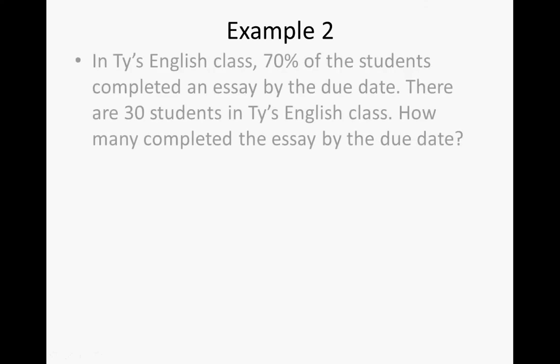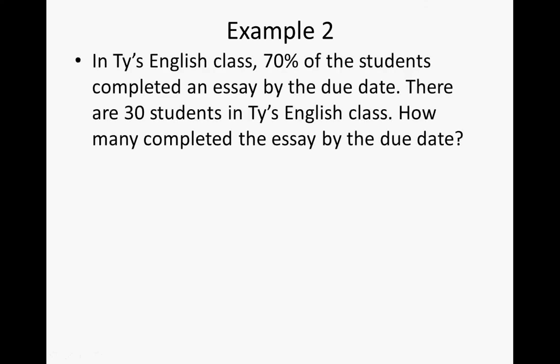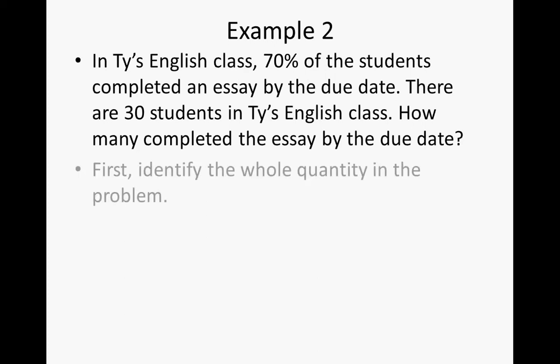Alright, let's take a look at example 2. So in Ty's English class, 70% of the students completed an essay by the due date. There are 30 students in Ty's English class. How many completed the essay by the due date? Well, first, identify the whole quantity in the problem.